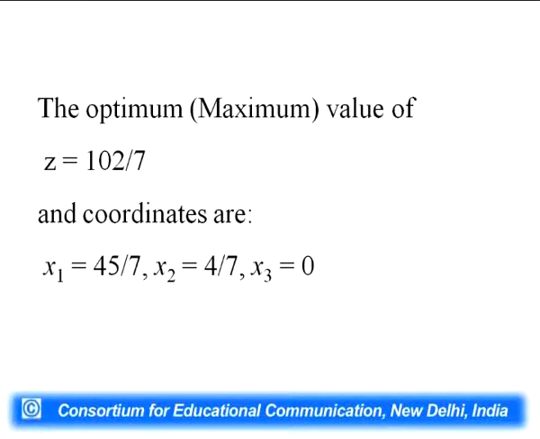Now, our optimum solution, meaning the maximum value of the objective function z, is 102 by 7, and the coordinates for this objective function are x1 equal to 45 by 7 and x2 equal to 4 by 7. x3 did not appear in the solution, so x3 is 0. So, this is the solution to our problem, and the way we solve the problem has already been explained thoroughly. I think viewers must have come to know the big M method by now.